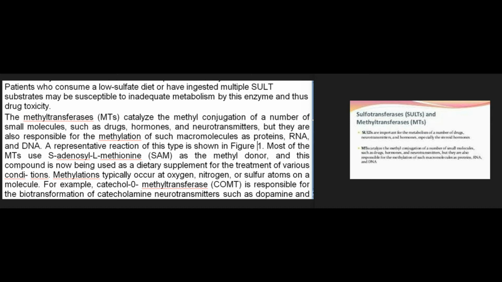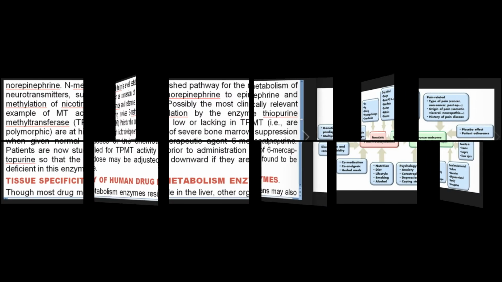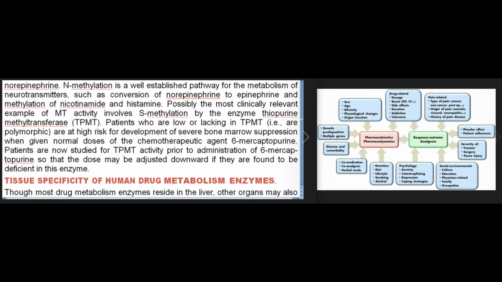Methylations typically occur at oxygen, nitrogen, or sulfur atoms on a molecule. For example, catechol-O-methyltransferase, COMT, is responsible for the biotransformation of catecholamine neurotransmitters such as dopamine and norepinephrine. N-methylation is a well-established pathway for the metabolism of neurotransmitters, such as conversion of norepinephrine to epinephrine and methylation of nicotinamide and histamine. Possibly the most clinically relevant example of MT activity involves S-methylation by the enzyme thiopurine methyltransferase, TPMT.